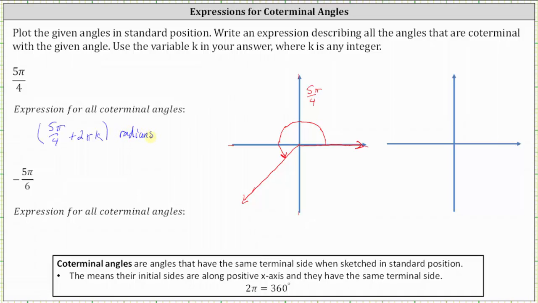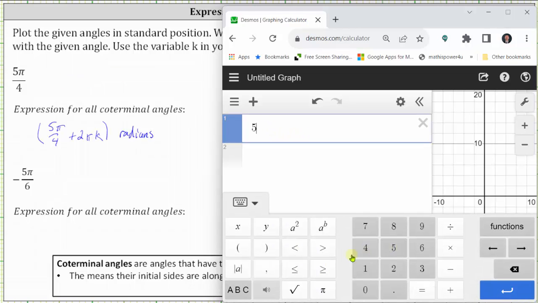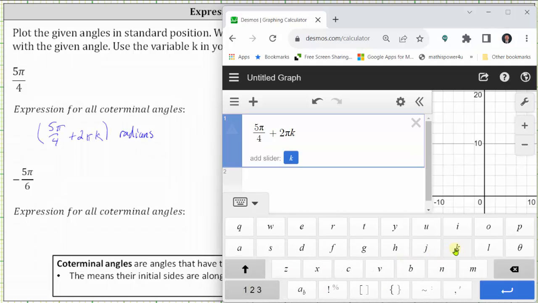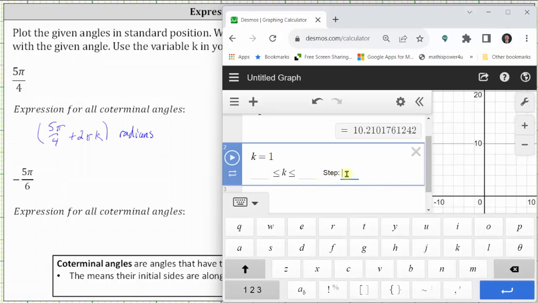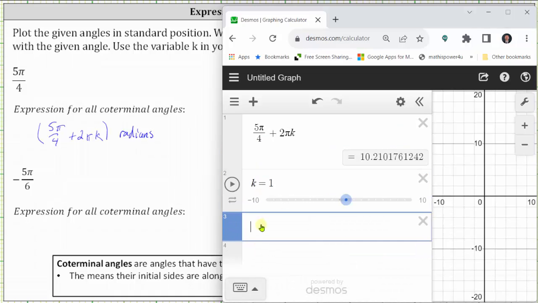Let's use decimals to show 20 coterminal angles to 5/4 pi radians. It's a little bit trickier when dealing with radians. If we try to enter 5 pi divided by 4, right arrow, plus 2 pi times k, and then click Add Slider. We need to change the slider for k so the step is 1, since k is an integer. If we click in cell 2, change the step to 1. Close the keypad, click outside cell 2.